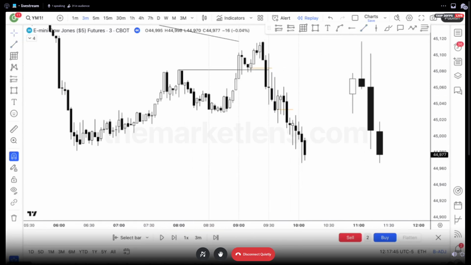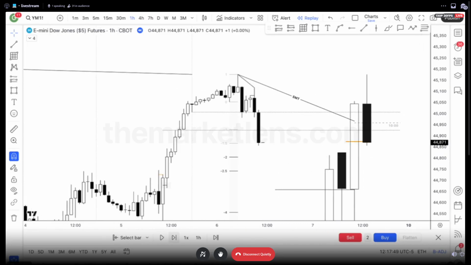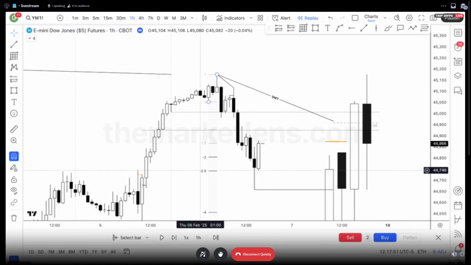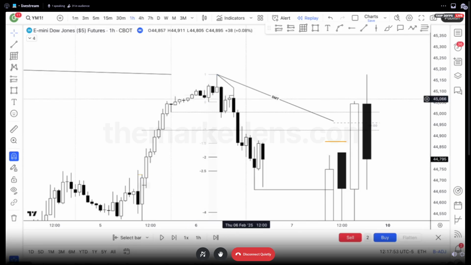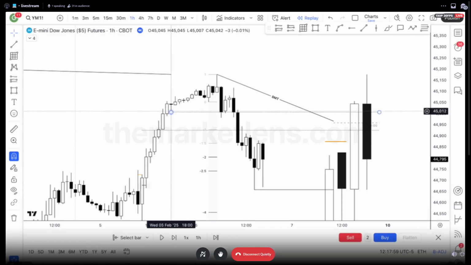But yeah, it was clean. And it ended up going pretty far, I believe. Yeah, right into all these, into this standard deviation. So that was that day. Very clean, pretty obvious day, especially with the way this candle forms.